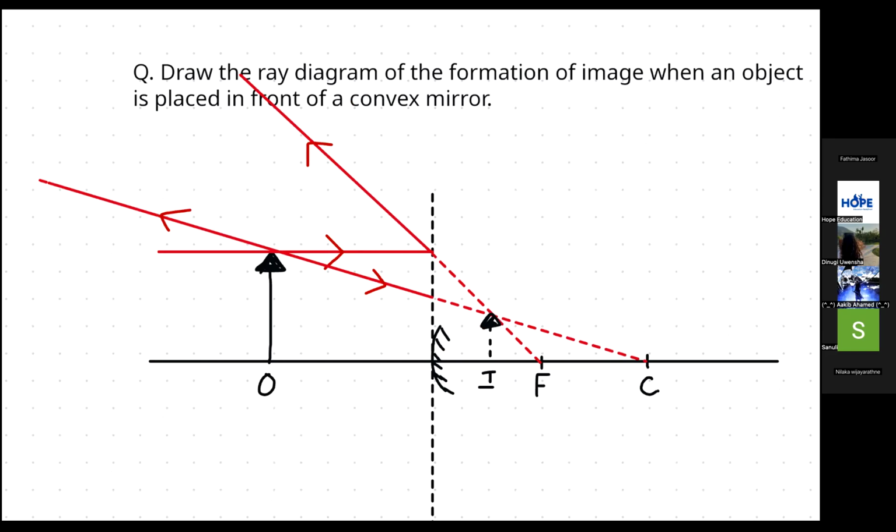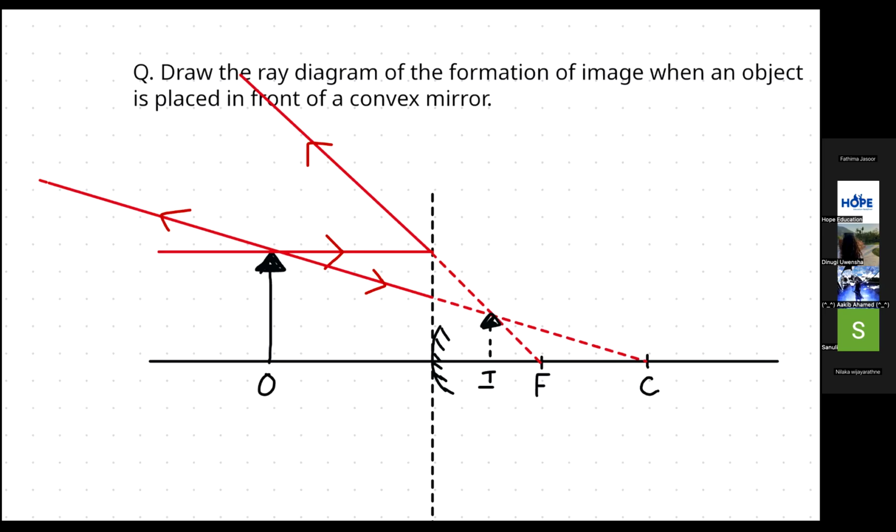Okay, virtual came. Tell me quickly. Upright or inverted? Okay, Sanuli. Others? Yes, Menuti. Others? Nilaka, Disal, Dinugi, Yashini, Seneth, what do you think? Batula, Oneli? Aki, okay. Fatima?